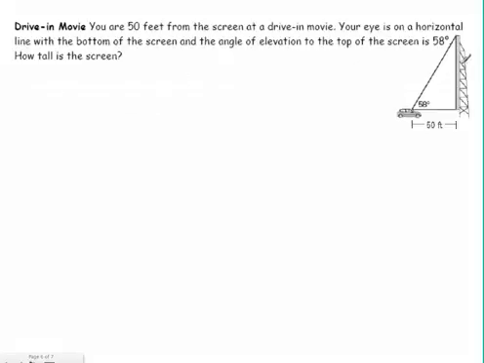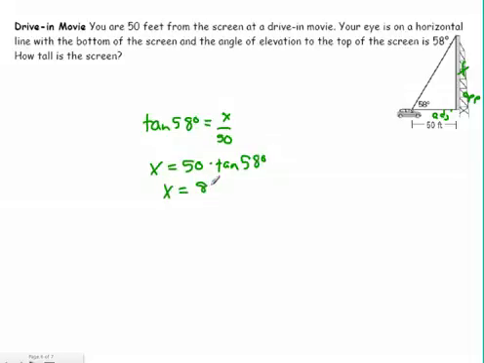Since we're trying to find this height here, we'll say it's x. This is the adjacent side, and this is my opposite side. Which trig function deals with opposite and adjacent? Well, that's going to be the tangent function. So the tangent of 58 degrees is going to equal the opposite over adjacent, or x over 50. I'll multiply both sides by 50, and I can put that in my calculator and find out, to the nearest tenth of a foot, this movie theater screen is 80.0 feet tall.